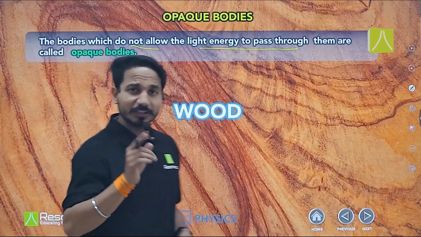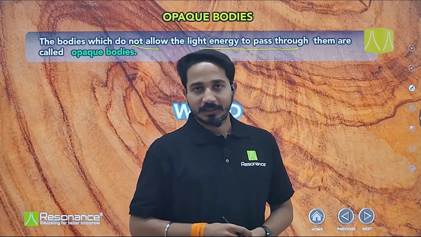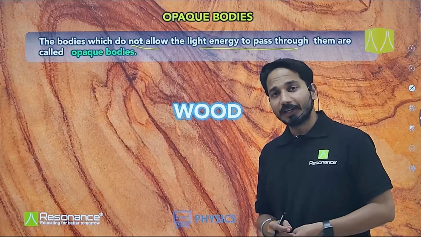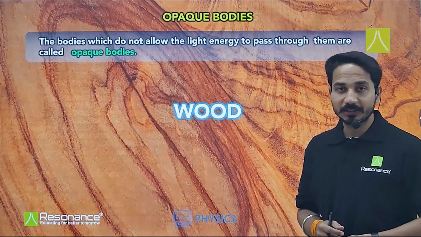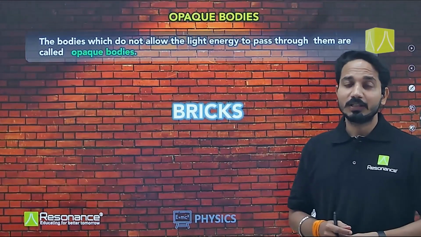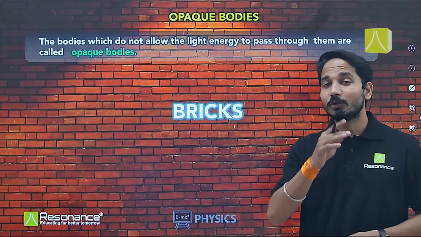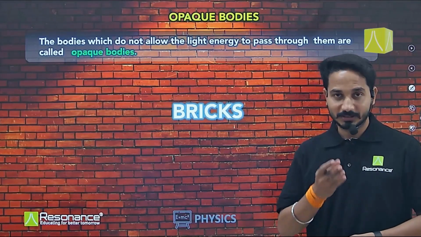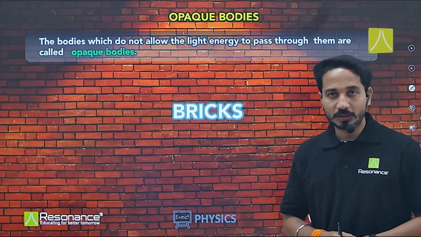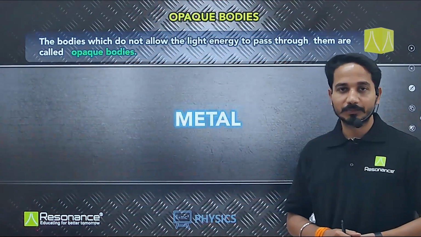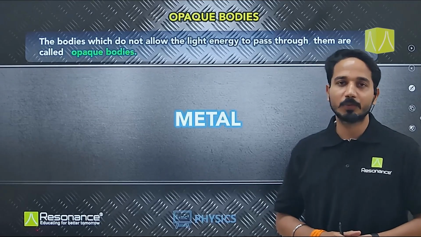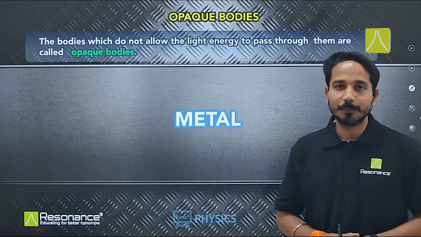Similarly, if your door is made of iron, is it possible for light to cross that door? No. Why? Because it is an opaque body. If you light up a torch on your walls, will it allow the light? No, because it is an opaque body. Brick will also not allow the light to pass through. Any metal will not allow light to pass through. That is an opaque body, opaque substance or opaque medium.